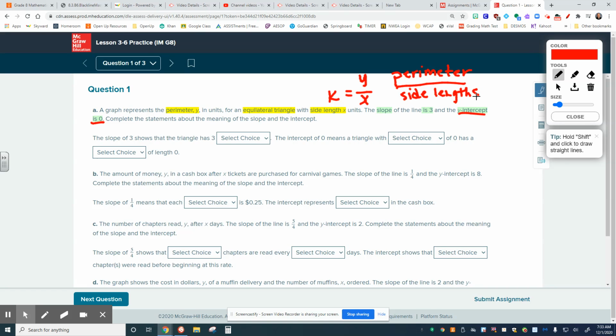So when we talk about the perimeter and the side lengths, it might be helpful to change this equation, k is equal to y divided by x, and recognize that the perimeter is going to be equal to the constant of proportionality, in this case 3, times the length of the sides. Remember that this is an equilateral triangle, which means all the side lengths are equal. So it would be fair to say that the perimeter of any equilateral triangle in this situation is equal to 3 times the length of the sides.